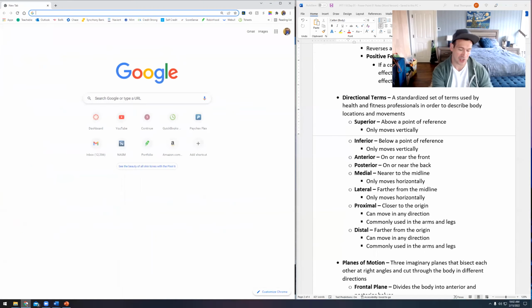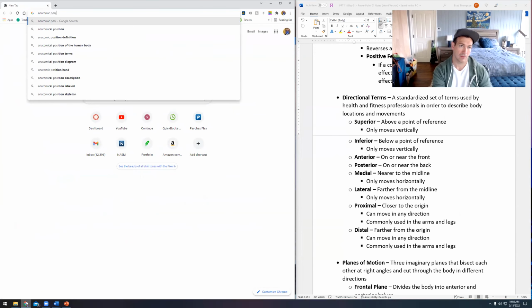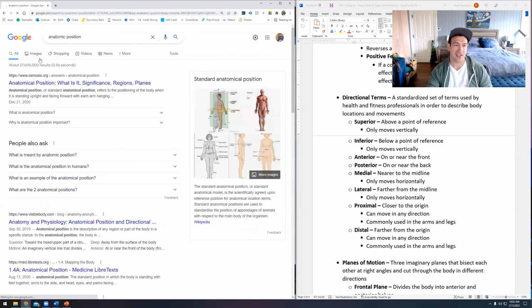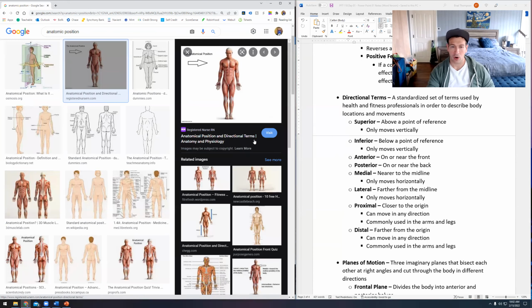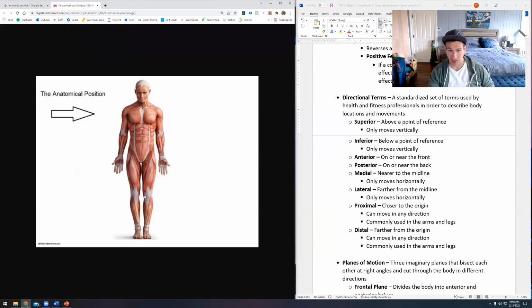So the anatomic position is this. It is standing erect, so standing straight up with the palms facing forward, feet underneath the hips, toes pointing forward. This right here is the anatomic position.